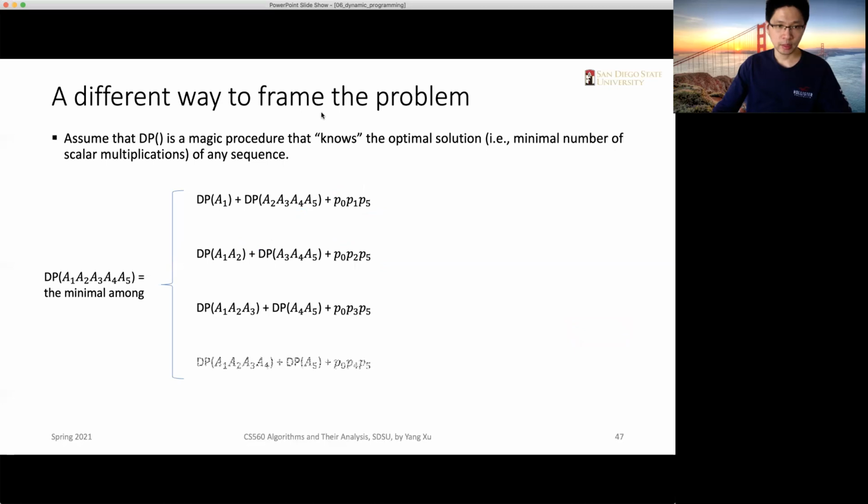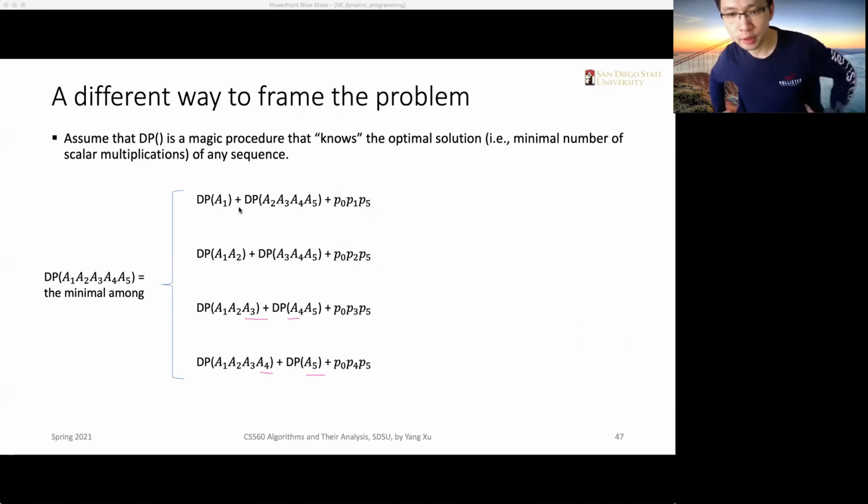All right, the next case would be the split between A3 and A4, and the last case would be between A4 and A5. And that's it. These four conditions include all the possible ways to split the problem into different conditions. And the additional costs are different for each condition as well.